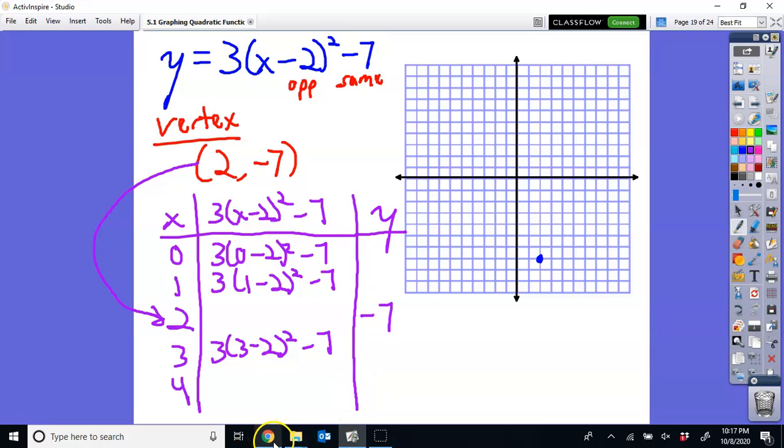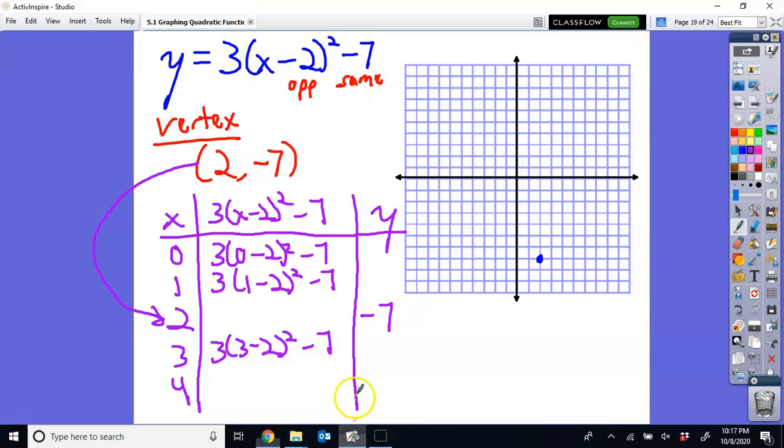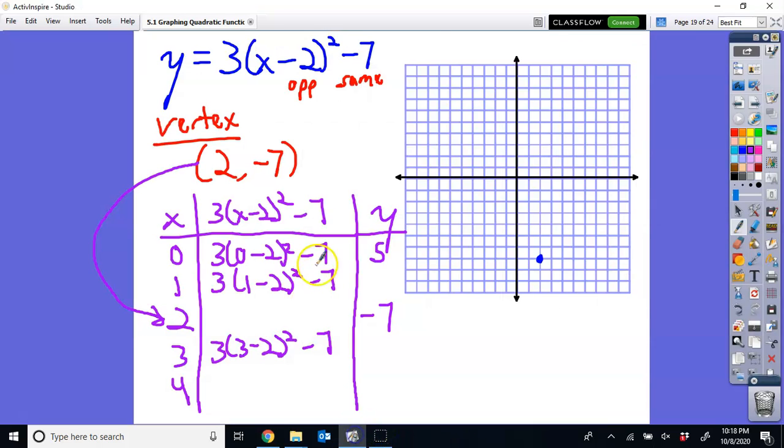I go to my calculator, and I say, all right, we're going to plug in 3 times 0 minus 2, and then we're going to square it, and then we're going to do minus 7. Make sure your minus 7 is not up there in the exponent, and it gives me 5. So that's my y value. Then I'm going to do the same thing, but this time I'm going to do 1 minus 2. So I come over here in my function, change that to a 1, and boom, -4. That's the beauty of Desmos, is it helps me get those points really quickly.